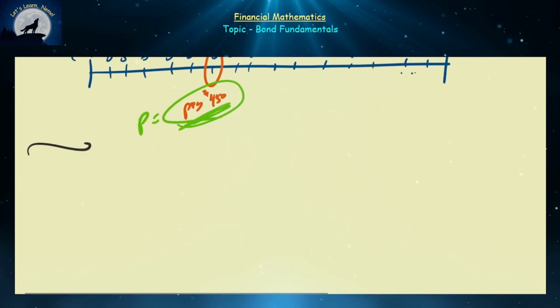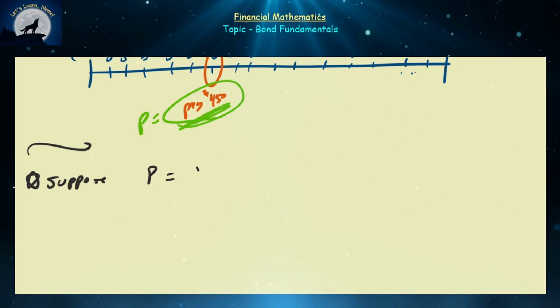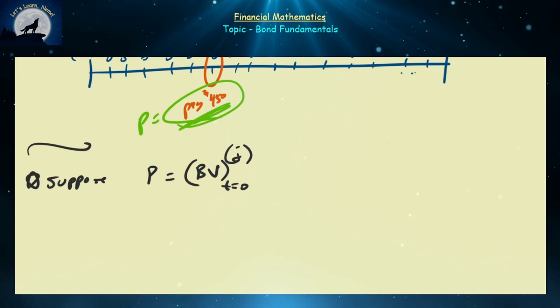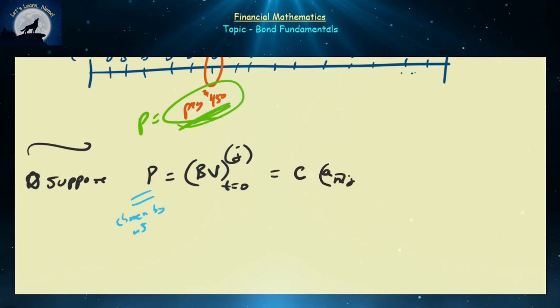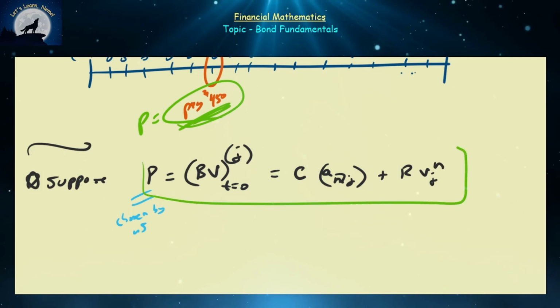So in addition to price, let's assume that P is equal to the book value at time t equal to 0, at rate j. Notice that we have a price P that's chosen by us, and then we have this book value BV, which is just going to be equal to our coupon payments times a angle n at j, plus our R times nu to the power of n at j. So we have this particular equation.